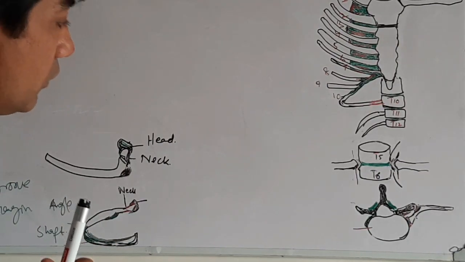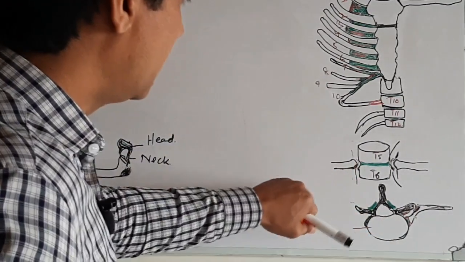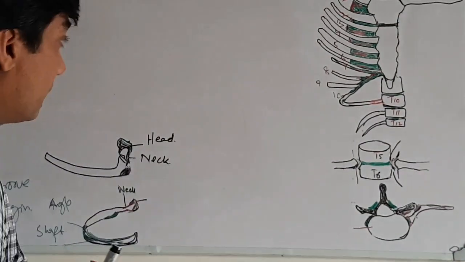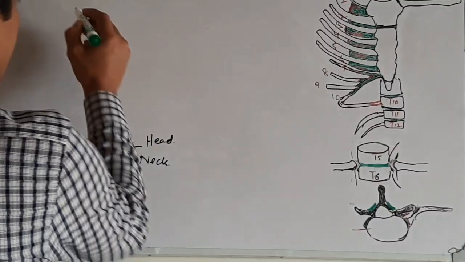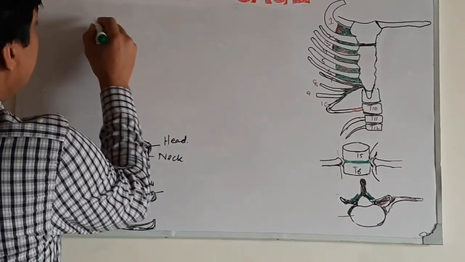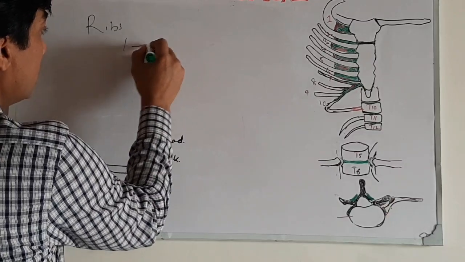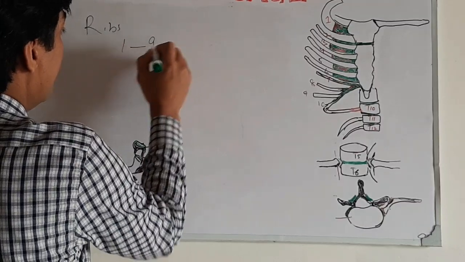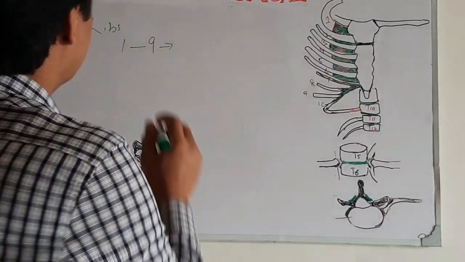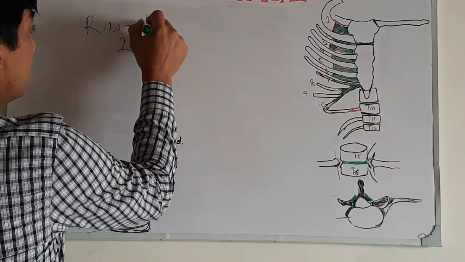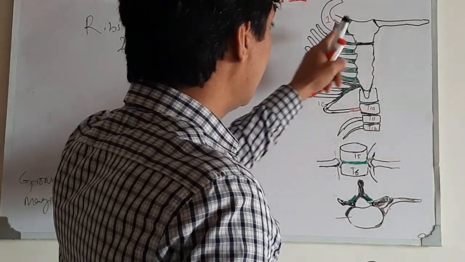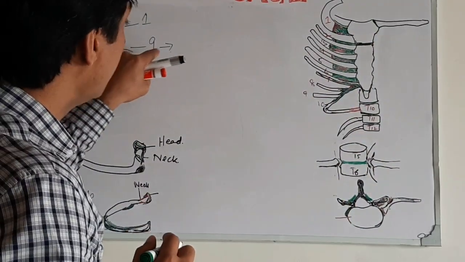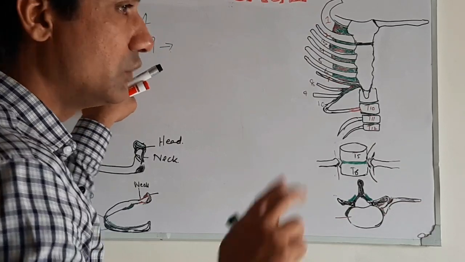So now we are going to talk about the attachment of ribs posteriorly with the thoracic vertebra. There is a little bit of confusion. So we will see ribs 1 to 9. Sorry, 2 to 9. Rib 1 is attached directly posteriorly with a thoracic vertebra, and ribs 2 to 9 are attached with two vertebrae.